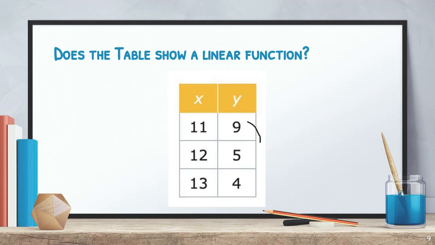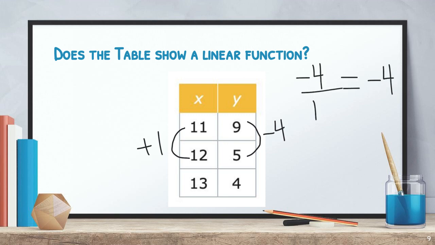Next example. To get from 9 to 5, I am subtracting 4. To get from 11 to 12, I am adding 1. So for my slope here, it would be negative 4 over 1, which equals negative 4. For my next example, to get from 5 to 4, I am subtracting 1. To get from 12 to 13, I am adding 1. So that slope would be negative 1 over positive 1, which equals negative 1.